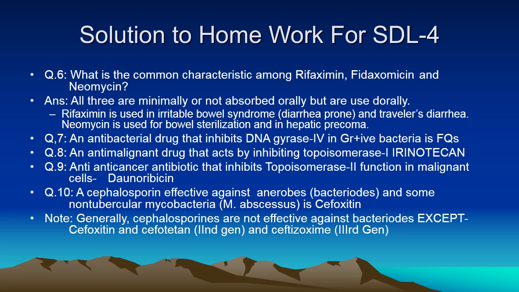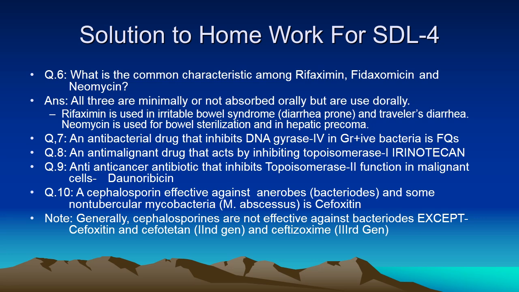Question 10 is, a cephalosporin effective against anaerobes, that is bacteroides, and some non-tubercular mycobacteria, for example Mycobacterium abscessus, is cefoxitin. It belongs to second generation, actually not third generation. Generally, cephalosporins are not effective against bacteroides. Only a few of them are effective. Among them are cefoxitin and cefotetan from second generation and ceftriaxone from third generation.